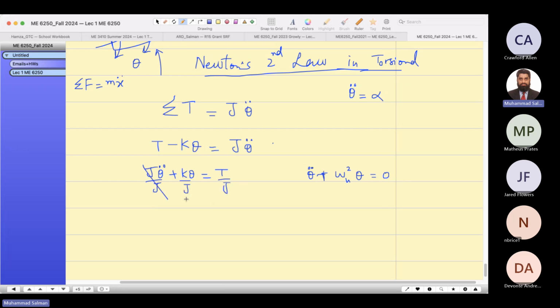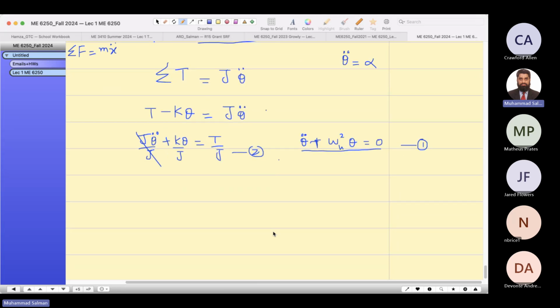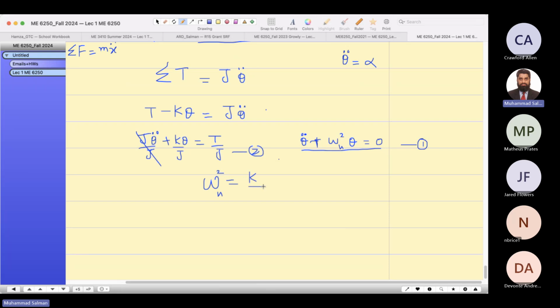So this is cancelled. Can you tell me, looking and comparing this equation with equation one, what is our natural frequency square? K over J. That is the natural frequency square. What do you mean by natural frequency? It is resonance. Okay, guys.